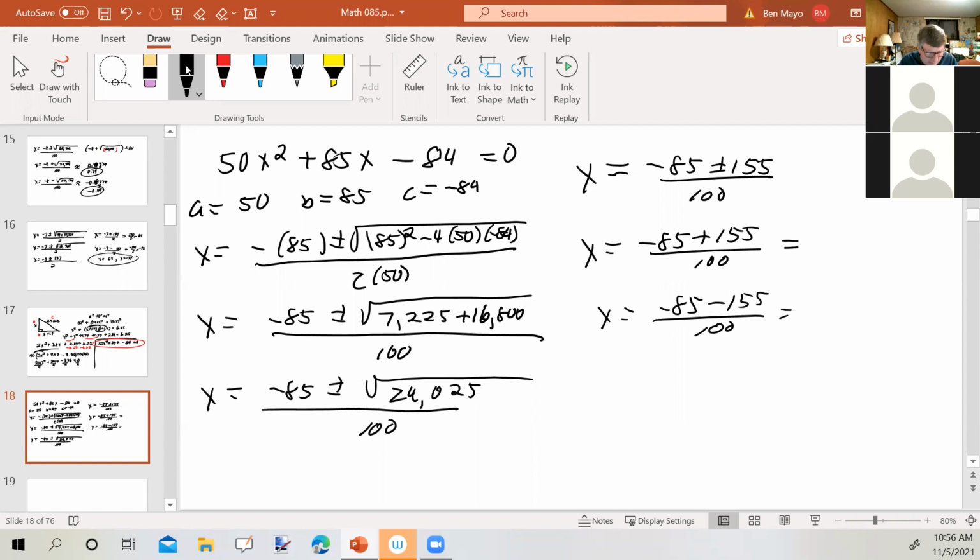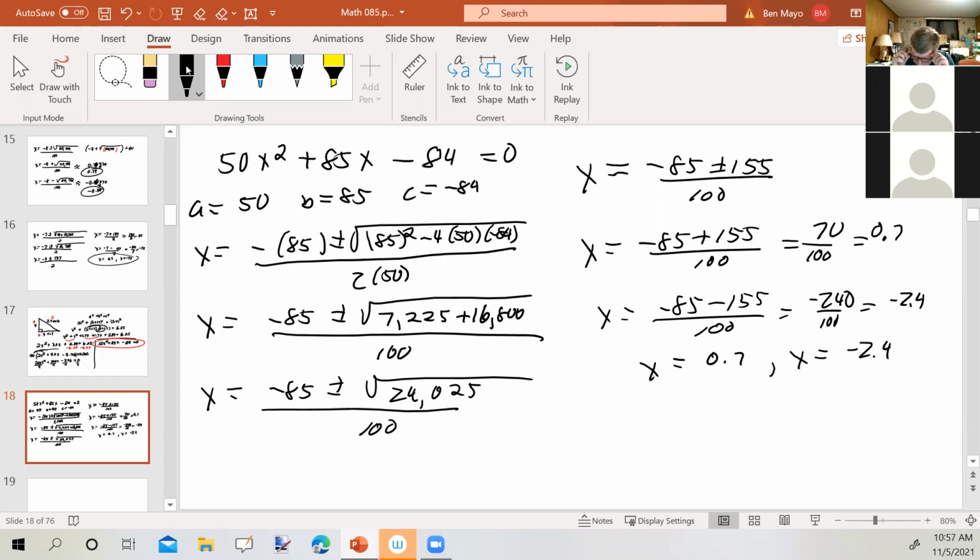Negative 85 plus 155 is 70 divided by 100, which would be 7/10. Since this original problem was in decimals, I think I'm going to write this as 0.7. Then negative 85 minus 155 is negative 240 divided by 100, which would be negative 2.4. So x is 0.7, x is negative 2.4.